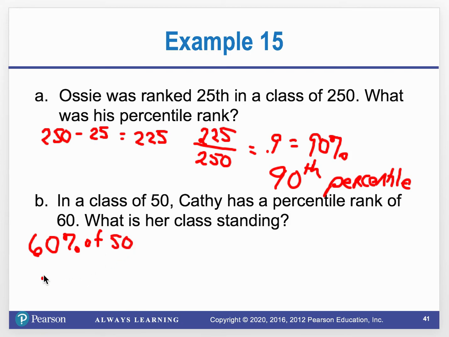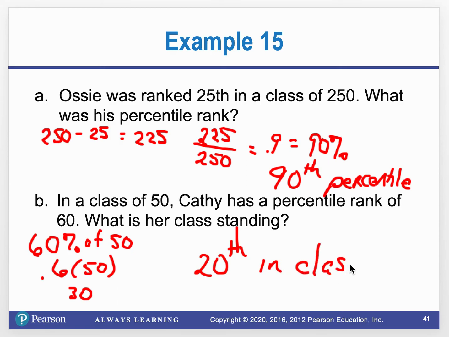Okay, so you got to change that to a decimal. Of course, "of" means multiply. 0.6 times 50 is 30. Right? Now, I got to remember that 30 is not her standing. She scored higher than 30 of the people, meaning her class rank is she was 20th in the class.